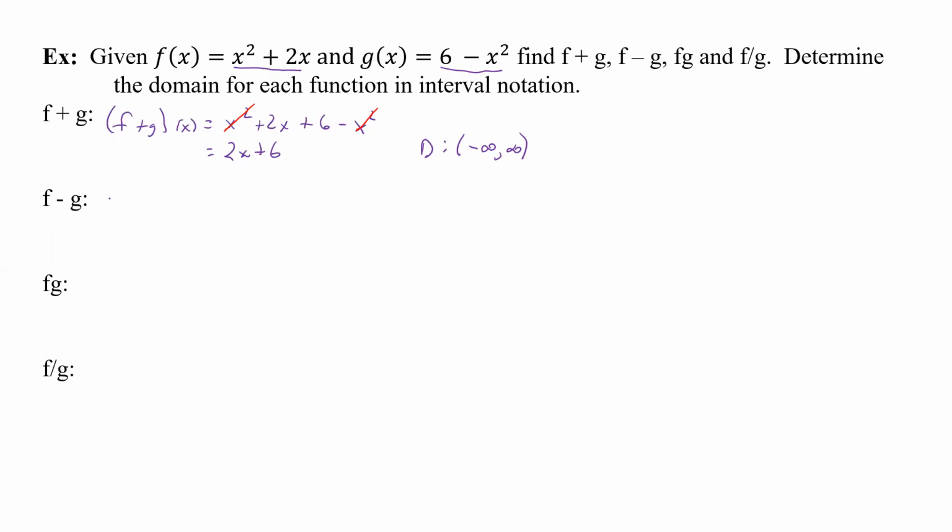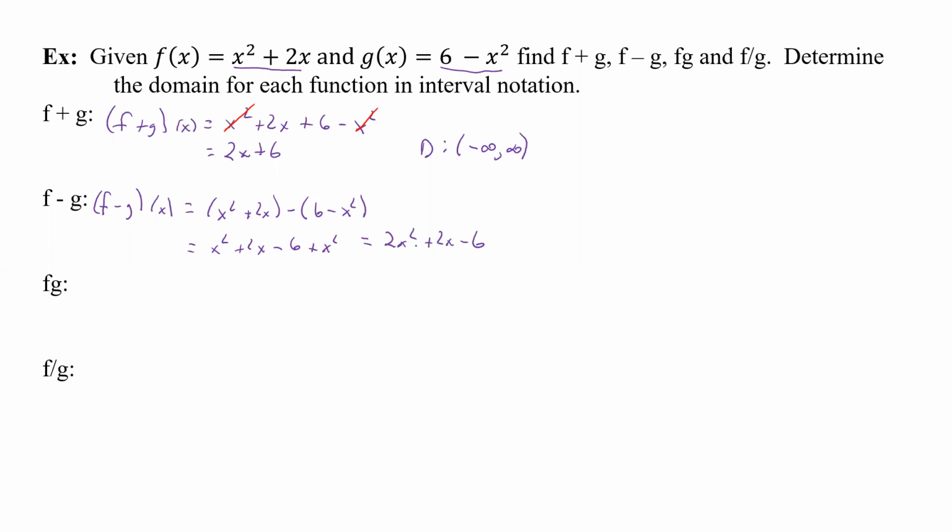Now, what about f minus g? Well, that's f minus g of x. And so we're going to take f of x, which is x squared plus 2x, and subtract off 6 minus x squared. When we simplify that, that's x squared plus 2x. Now we distribute that negative, so then minus 6, and then plus x squared. Simplifying that, x squared plus x squared is 2x squared, then plus 2x, and then minus 6.